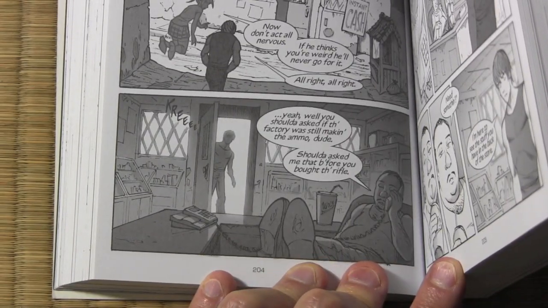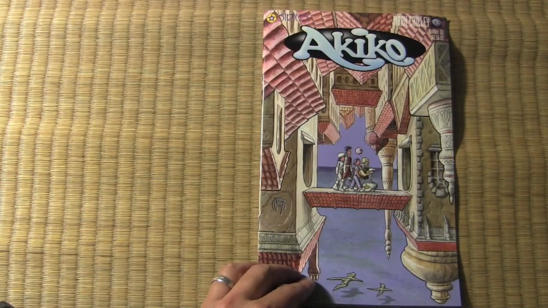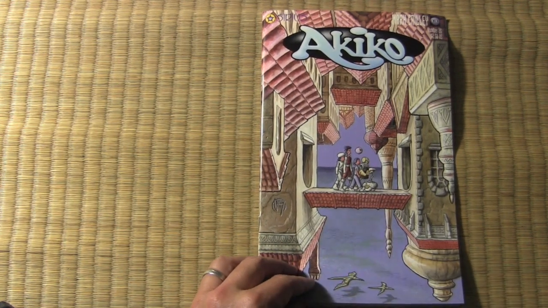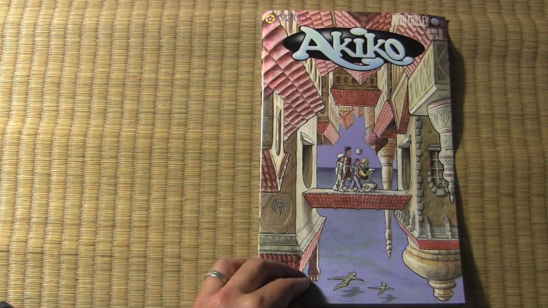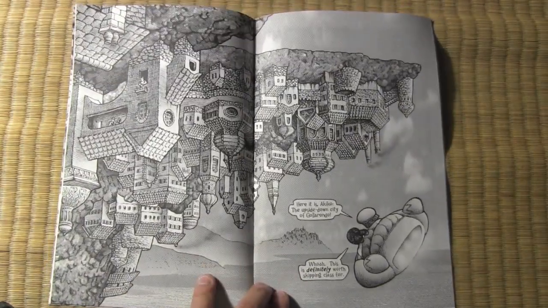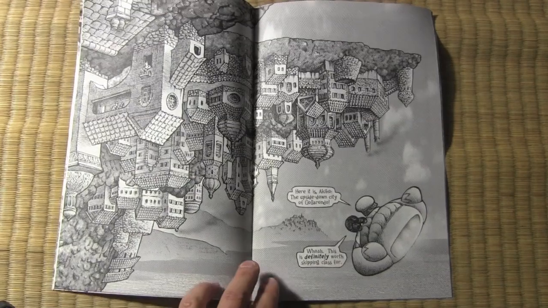Just because a location is fictional doesn't mean it can't be inspired by a place in the real world. If a sense of realism is your goal, consider using reference. So this is from Akiko again. Right on the front cover you can see this location that I created, the upside down city of Galorando, and it is this sort of bizarre fantasy location where all the buildings are built upside down.